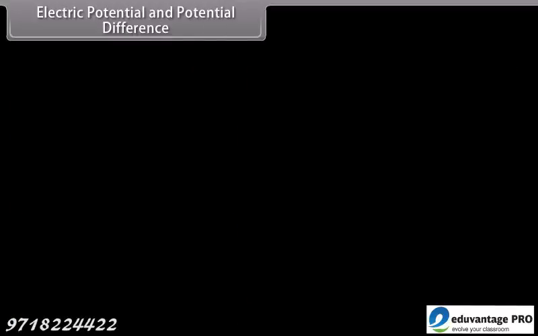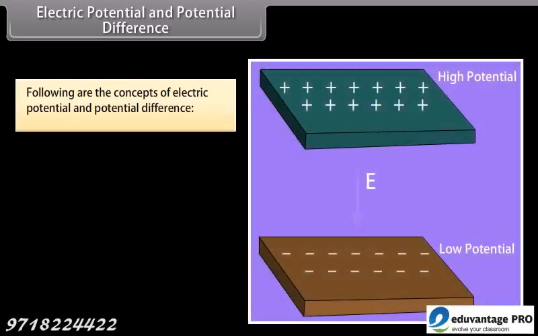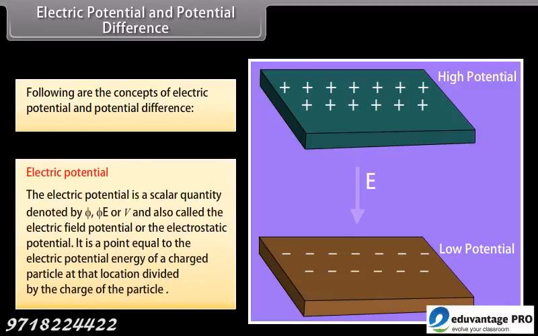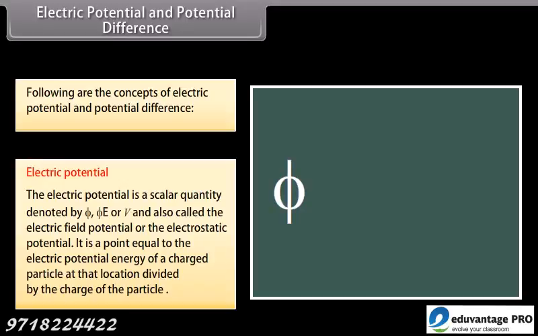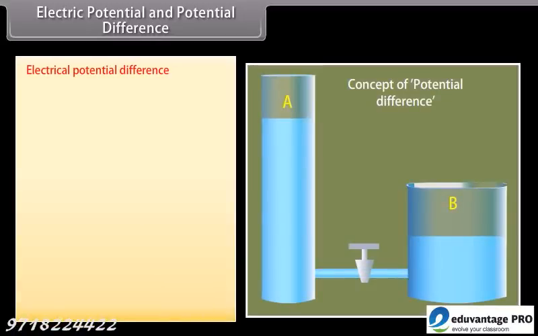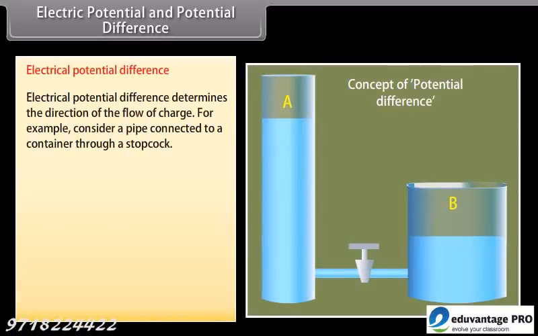Electric potential and potential difference. Let us look at the concepts of electric potential and potential difference. Electric potential. Electric potential is a scalar quantity denoted by E or V. It at a point is equal to the electric potential energy of a charged particle at the location divided by the charge of the particle. Electrical potential difference. Electrical potential difference determines the direction of the flow of charge.